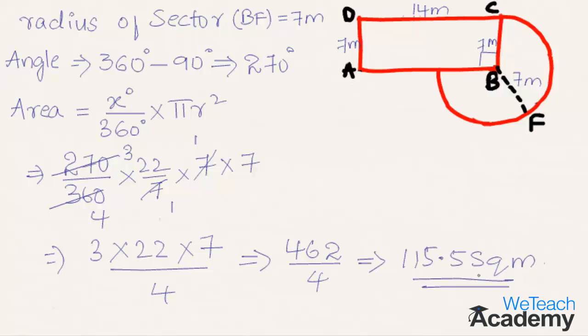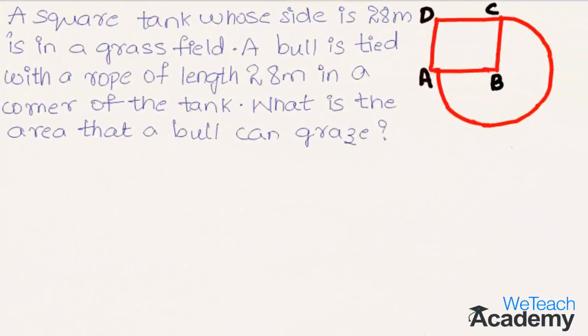And now let us solve one more example using the same concept. So here the example given is a square tank whose side is 28 meters. So here in this case you have ABCD as a square and a side, say DC, is equal to 28 meters. In a grass field and a bull is tied with a rope of length 28 meters in a corner of the tank, what is the area that a bull can graze?